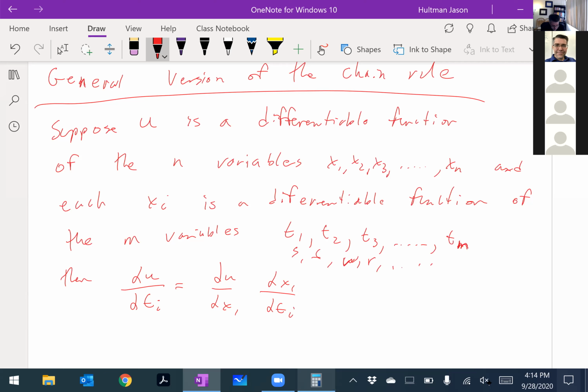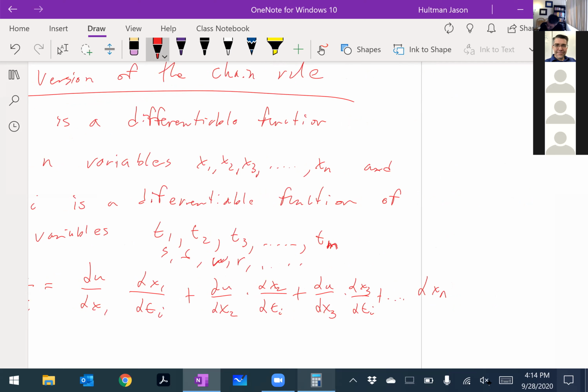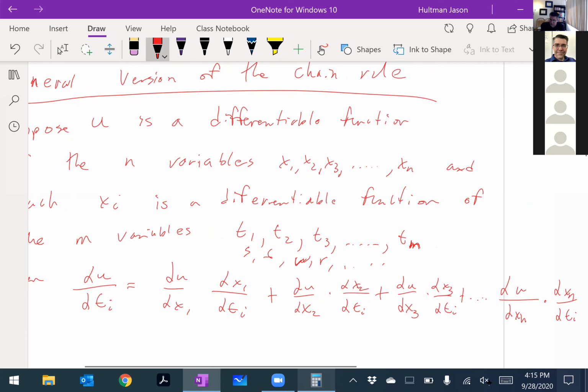ti, whichever t that you're wanting, plus the partial of u with respect to x2 times the partial of x2 with respect to this variable ti, the ith variable, plus du/dx3 times the partial of x3 with respect to the ith variable, plus dot dot dot all the way to du/dxn times dxn over the ith variable. And then you just repeat it for whatever variable you want.